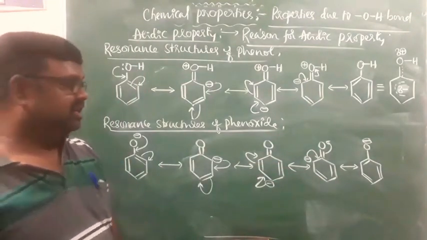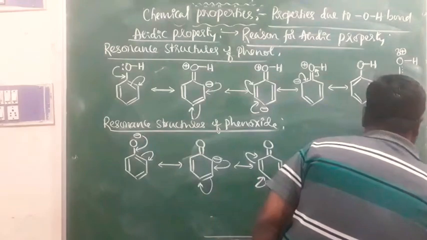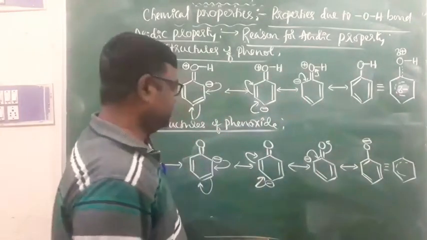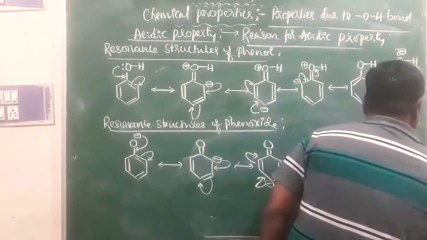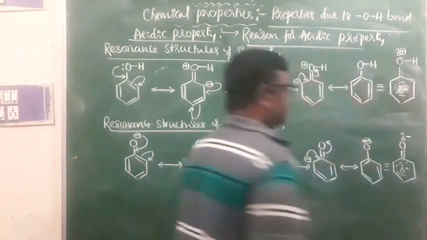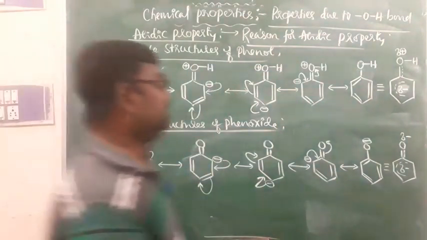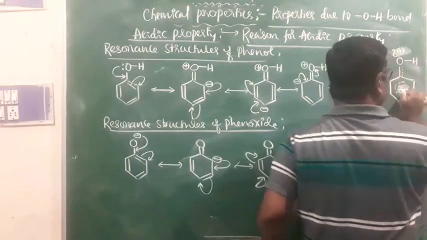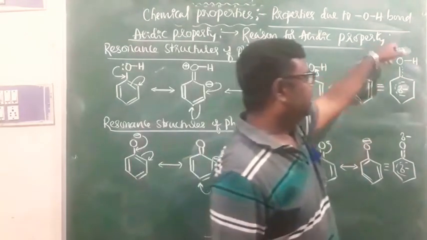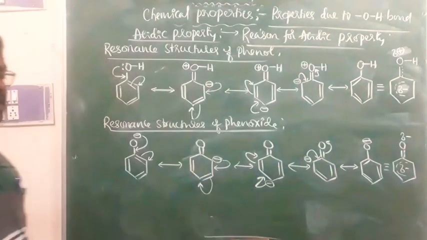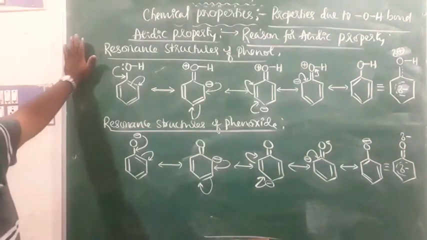Think now. If phenoxide is more stable, you can write the resonance hybrid also. Look at the resonance hybrid. This is delta minus. On the oxygen also there is delta minus. But here, what has happened on the oxygen? Here there is delta plus, and here there is delta minus. So here there is a charge separation, and here there is no charge separation. Because of that, phenoxide is more stable than phenol.